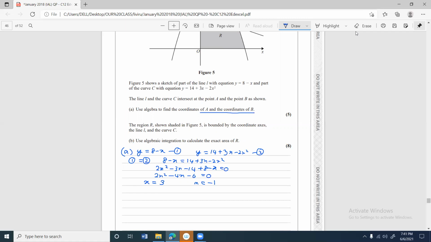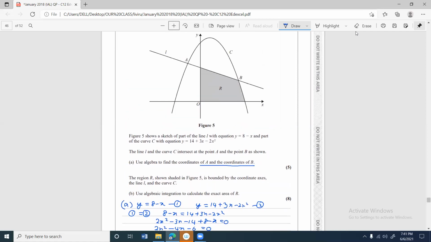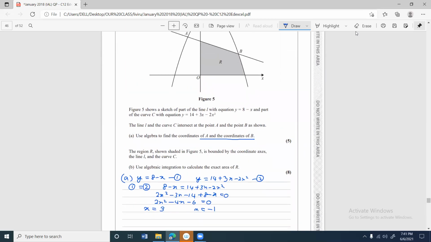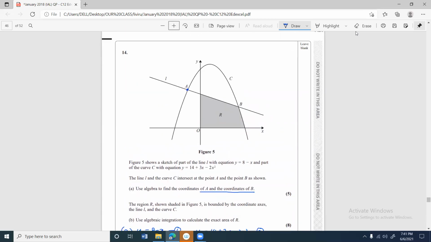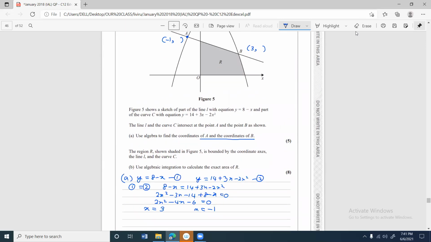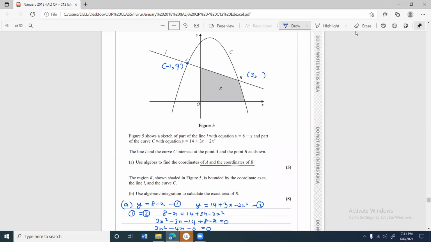Therefore, you can find the coordinates over here. We know that this x coordinate is minus 1 and here it's 3. We need to get the y coordinates. How do we get the y coordinates? You can substitute into the equation y equals 8 minus x. So it turns out y equals 8 minus 3, which is 5. Here y equals 8 minus minus 1, which is 9. So the points are minus 1, 9 and 3, 5. Okay.